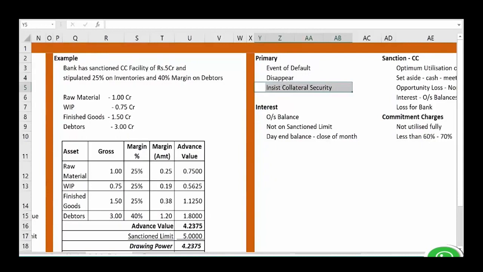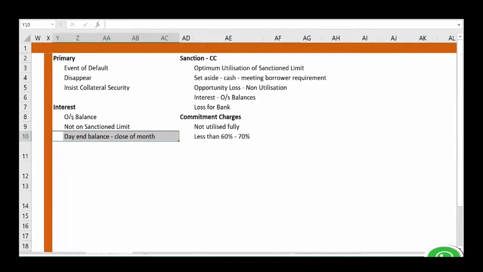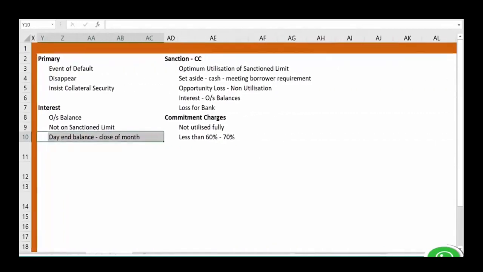Then in cash credit, interest will be levied only on outstanding balances and it is not levied on the sanction limit. So every day-end balance will be taken into consideration for arriving at the interest amount, and this will generally be debited at the close of the month, and the borrower should service that interest immediately.